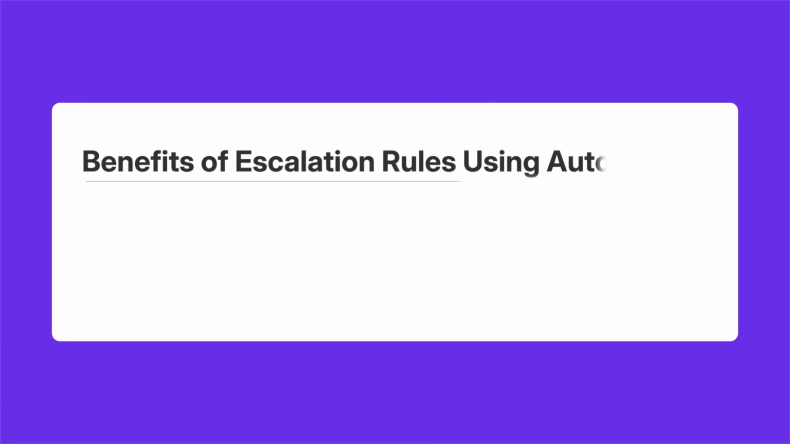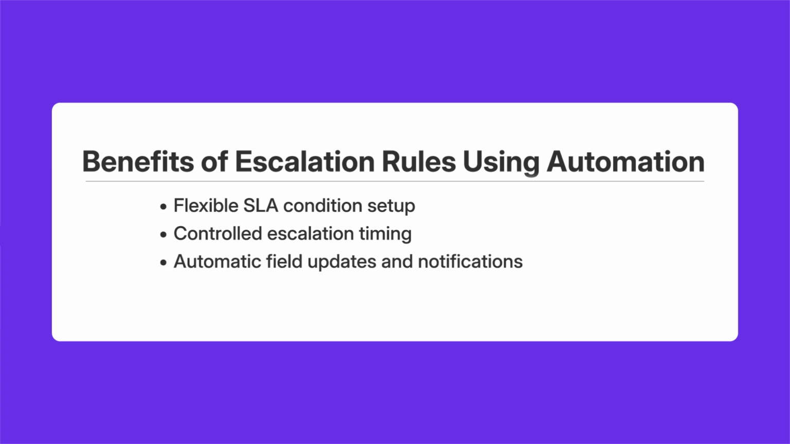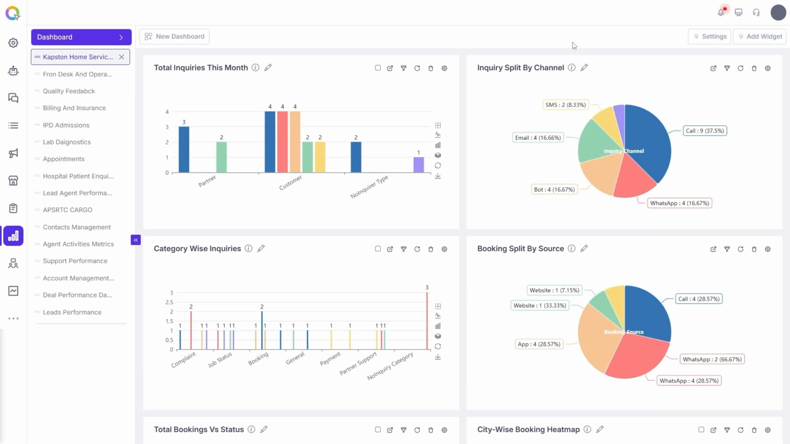In Office 24 by 7, all escalation rules are built using automations. This gives you complete flexibility to define SLA conditions, control when escalations are timed, automatically update record fields, and trigger notifications. These automations can be applied to tickets, leads, deals, and even standard or custom objects. To understand this better, let's walk through how this works inside the platform.